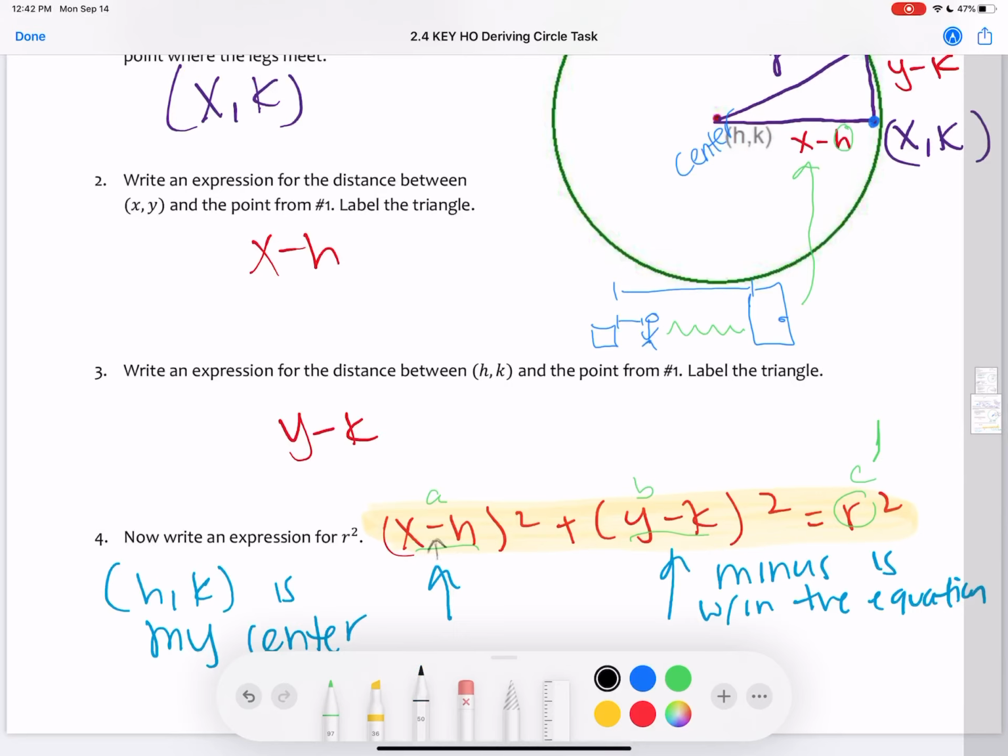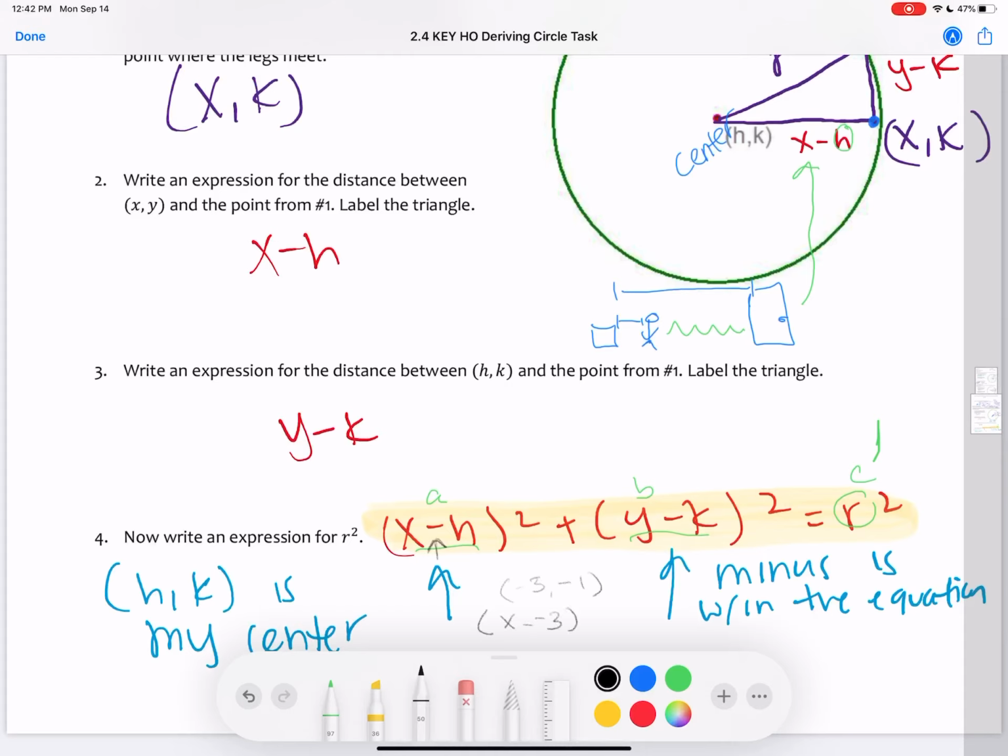So what I want you to think about is what happens if I have a negative point as my h value for my center. For example, if the center is -3, -1, what would happen inside the parentheses when I plugged in a negative value?